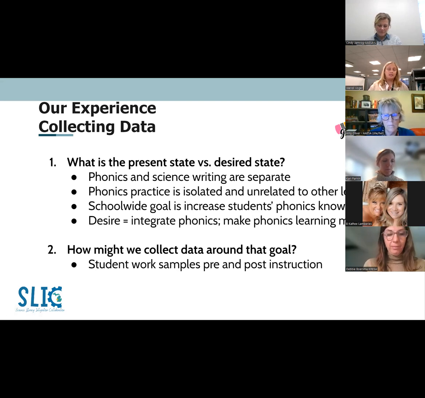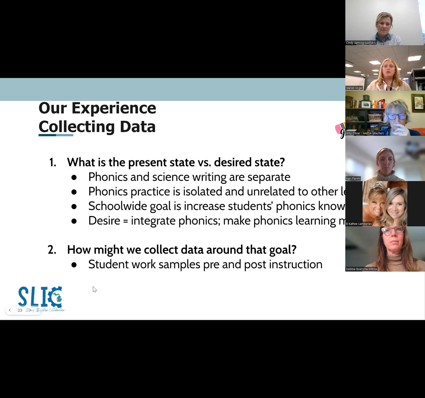So we met with Kendra and Angie and talked about present state and desired state. We had phonics and science writing that were separate at the time and isolated. Since the school-wide goal was on phonics knowledge, the desire was to integrate those phonics pieces so that when the students needed to write in their journals, similar to what they did in 5th grade, they had the opportunity to do that knowing how phonetically some of those words would actually spell out on paper.